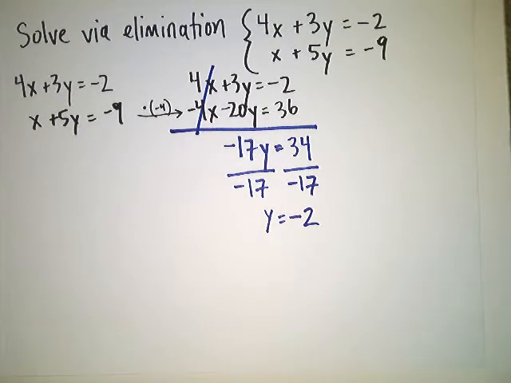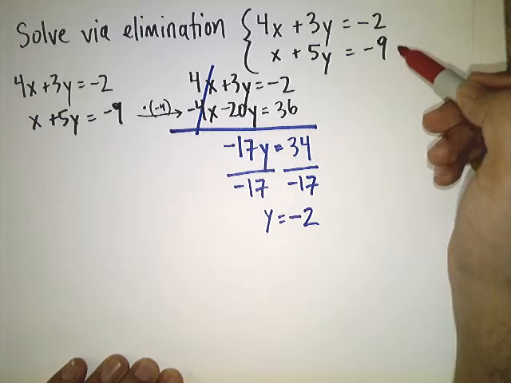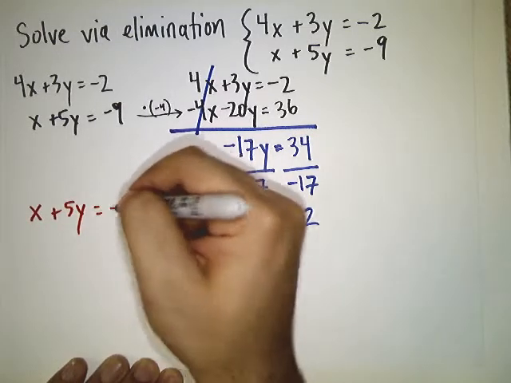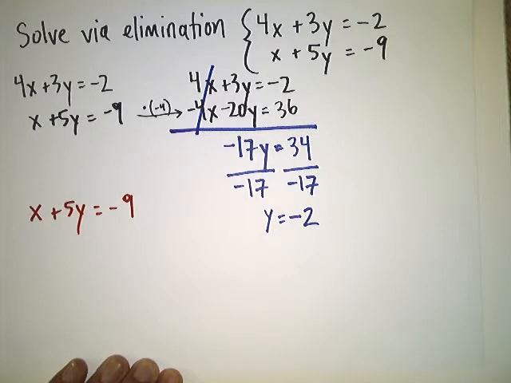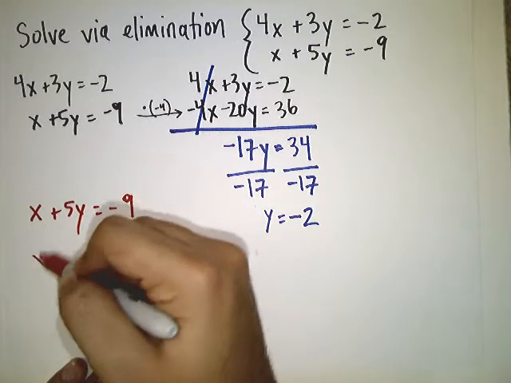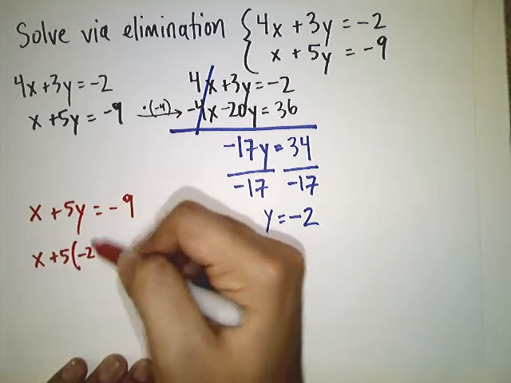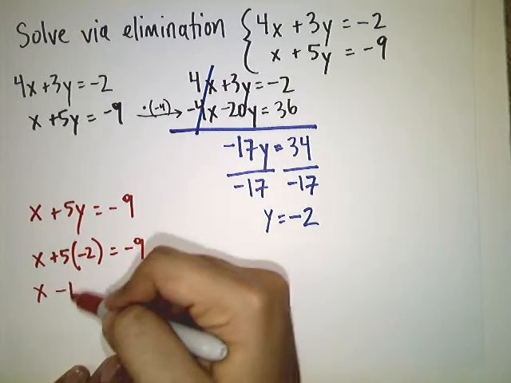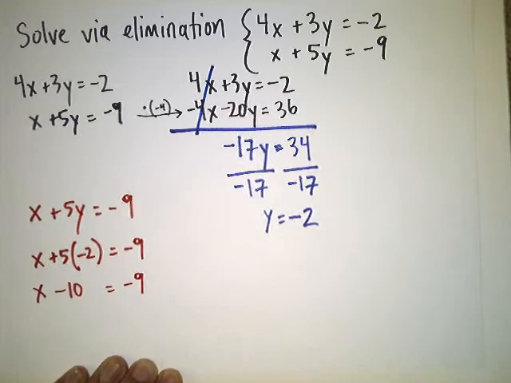Now we're ready for the last step. Last step is to take that y equals negative 2 and plug it right back in. So this time, let's plug it back in to the second equation. x plus 5y equals negative 9. We'll plug in negative 2 for y. x plus 5 times negative 2 equals negative 9. 5 times negative 2 is negative 10. So x minus 10 equals negative 9.